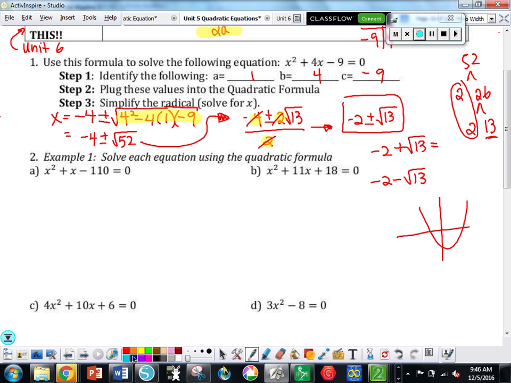See, what's negative 2 plus the square root of 13? 1.6. And what's negative 2 minus the square root of 13? I'm just going to call it negative 5.612. That means, what are these two numbers right here? Those are the solutions, which means they are the what?